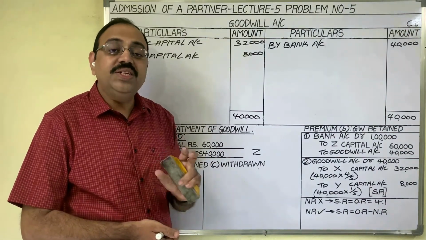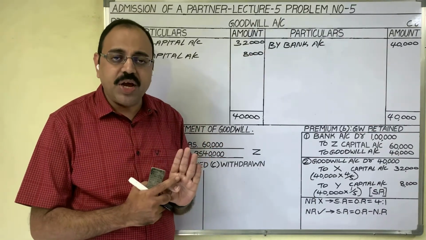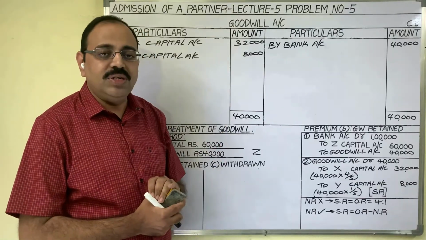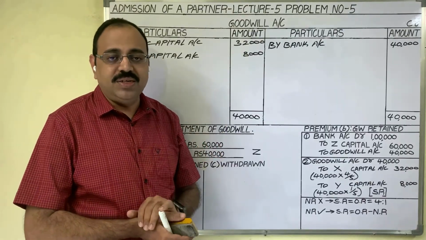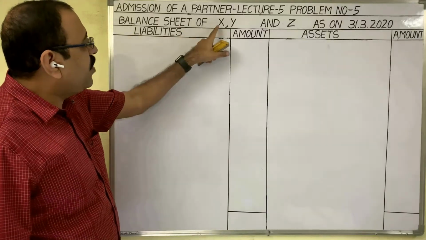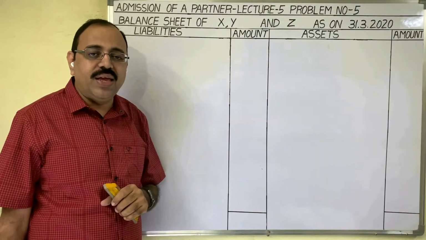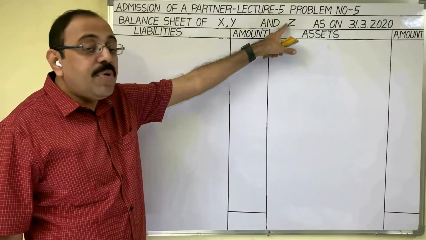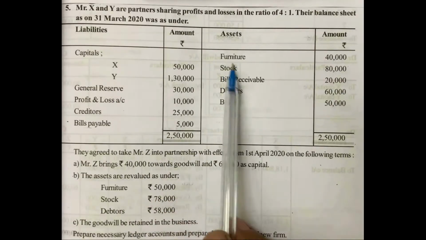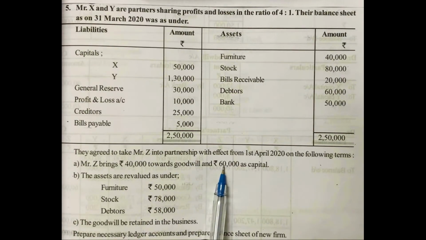With this, the ledger is completed. In the ledger we prepared revaluation account, capital accounts, bank account, goodwill account. Next, balance sheet. Balance sheet of three partners. Balance sheet of X, Y and Z as on 31st March 2020. As a new partner's name also we included. This is the new balance sheet. Based on the old balance sheet and additional information, we should prepare the new balance sheet.